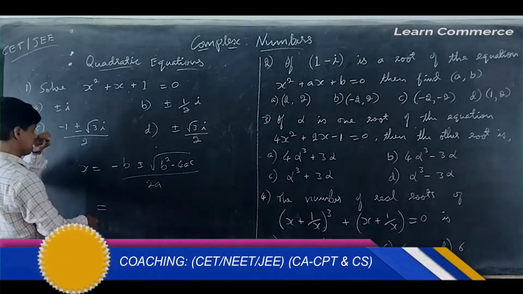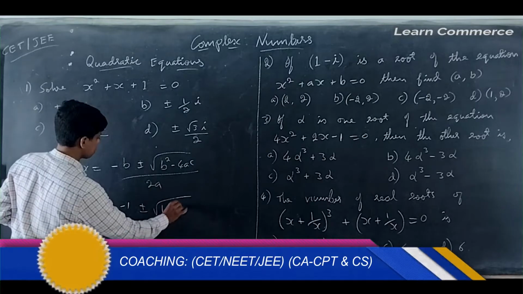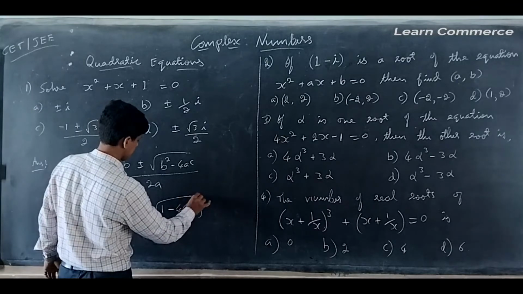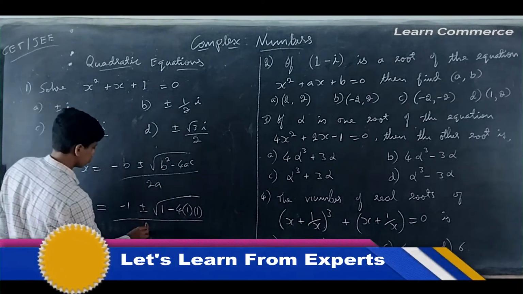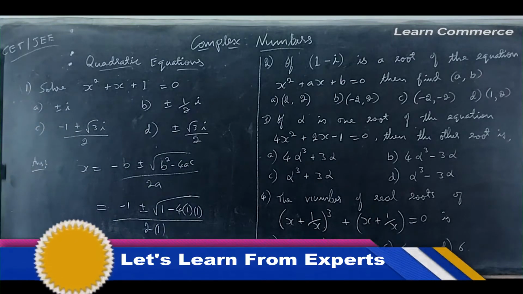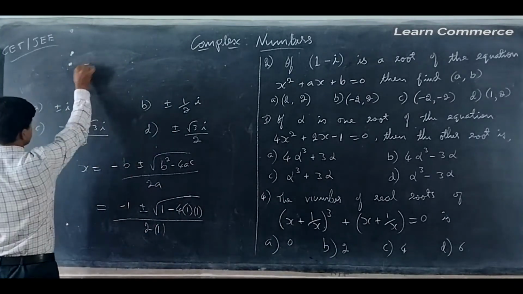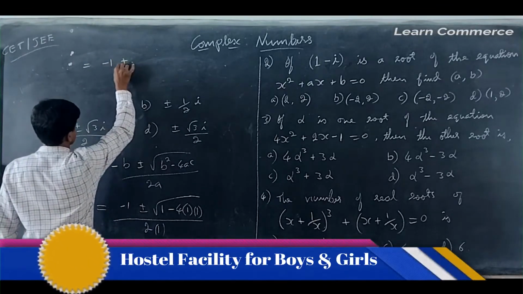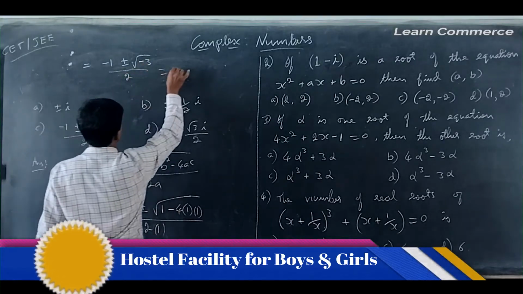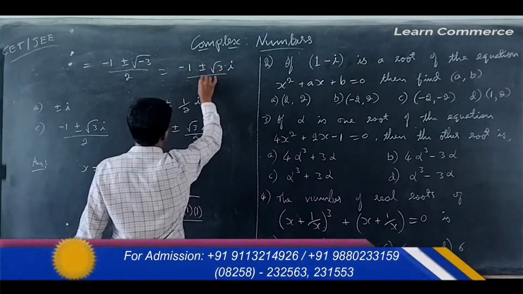Okay, now what is minus b? So minus b is minus 1 here, and b square is 1 square, minus 4 into 1, correct. So that is 1, and 4 itself, divided by 2 into 1. So that's the simplest expression. So now what are you getting? You will get minus 1 plus or minus square root of 1 minus 4, that is minus 3, divided by 2. So hence it is minus 1 plus or minus root 3i divided by 2.